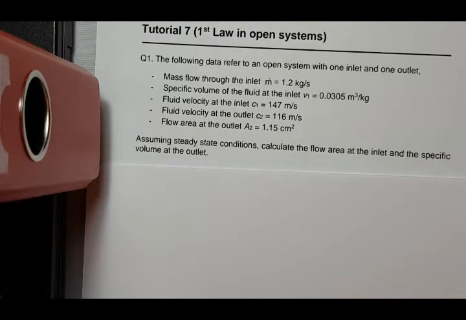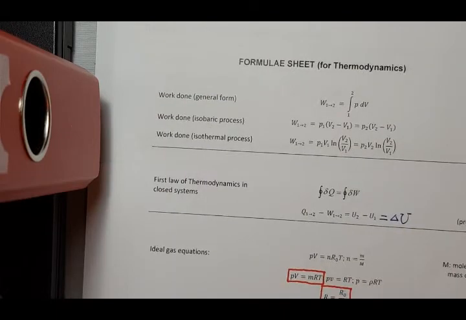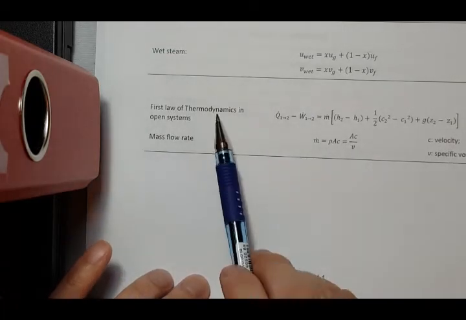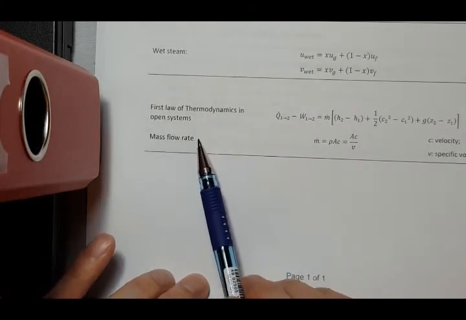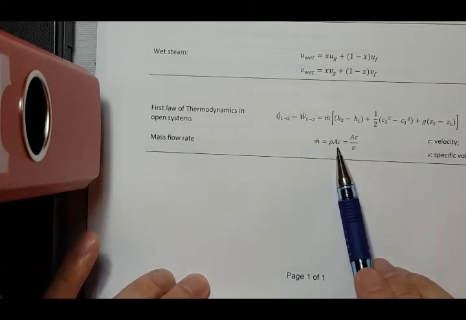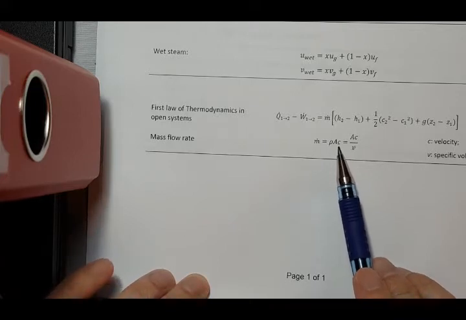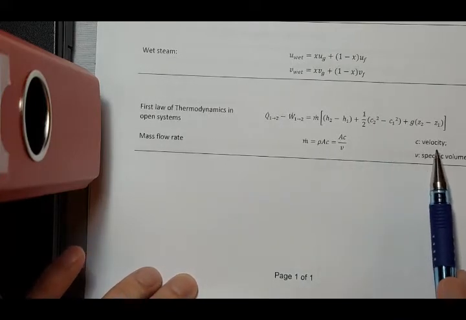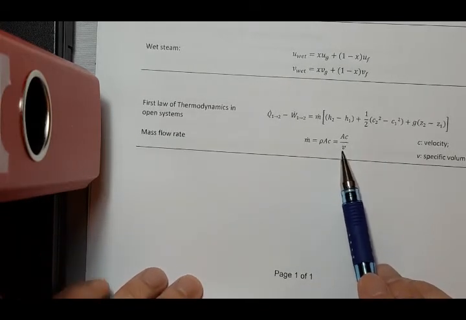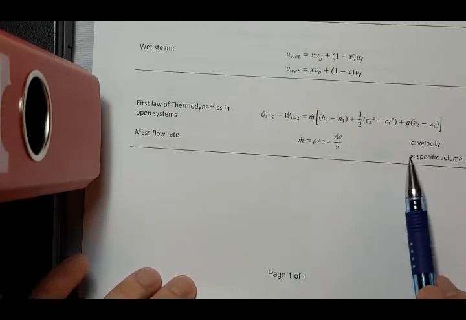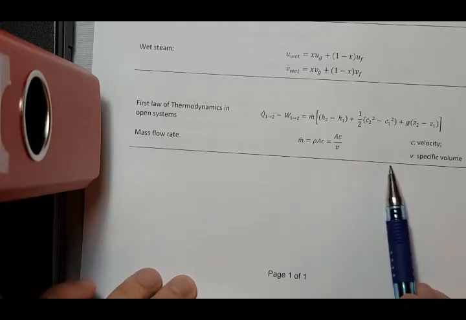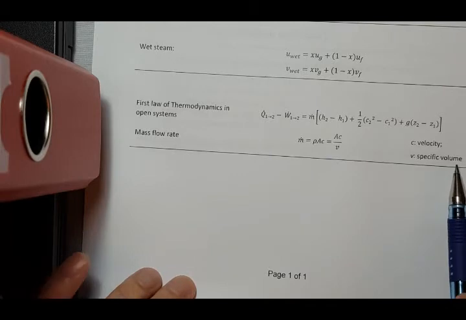In this question, we're just going to use a formula in the formula sheet. For an open system, these two equations are exactly for open systems. This one is the mass flow rate. So the mass flow rate is equal to density times area times c. In this module, c stands for velocity. And it is equal to A times c divided by v. This is a lowercase v, and this v is not for velocity. So you need to make a difference between these c and v. Here v is a specific volume.